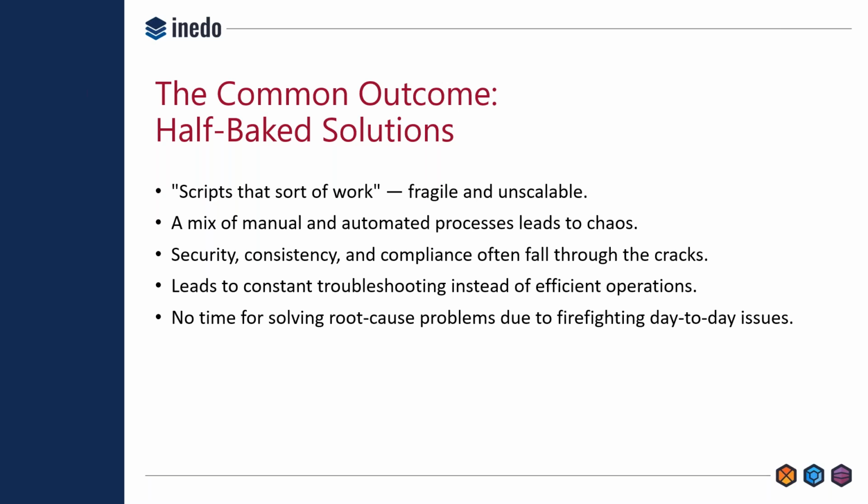Another challenge is, of course, a mix of manual and automated processes that lead to chaos, right? So inconsistent practices arise when automation is implemented partially, leaving some tasks manual. This hybrid approach often results in duplication of effort, miscommunications, and inefficiencies. It's like trying to automate part of the factory line while still relying on workers to fill the gaps. Errors compound and bottlenecks form.